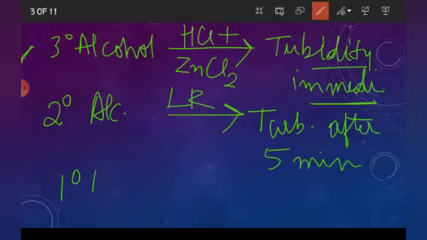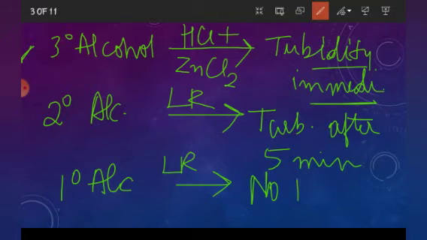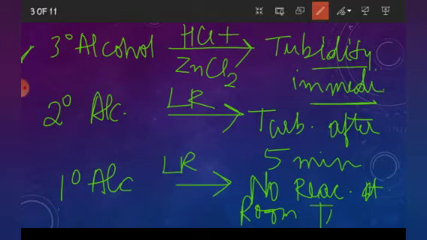And for 1-degree alcohol, if I add Lucas reagent, then what will happen? No reaction at room temperature. If we heat, then it is possible, but no reaction at room temperature. These things are very important. You need to remember it. Okay. So, what will happen?